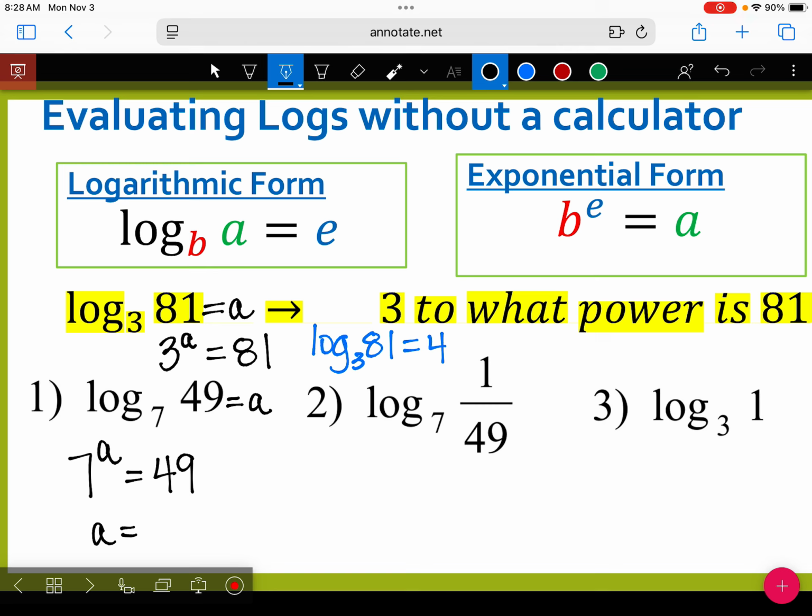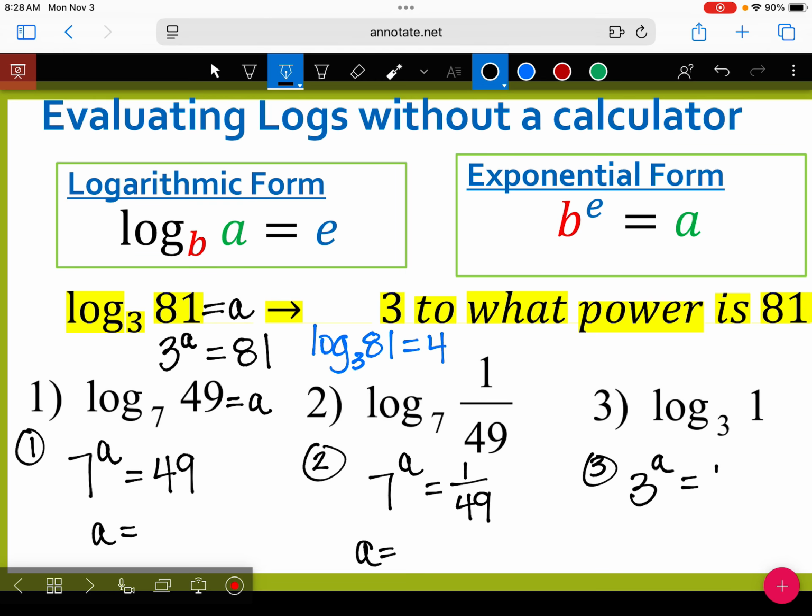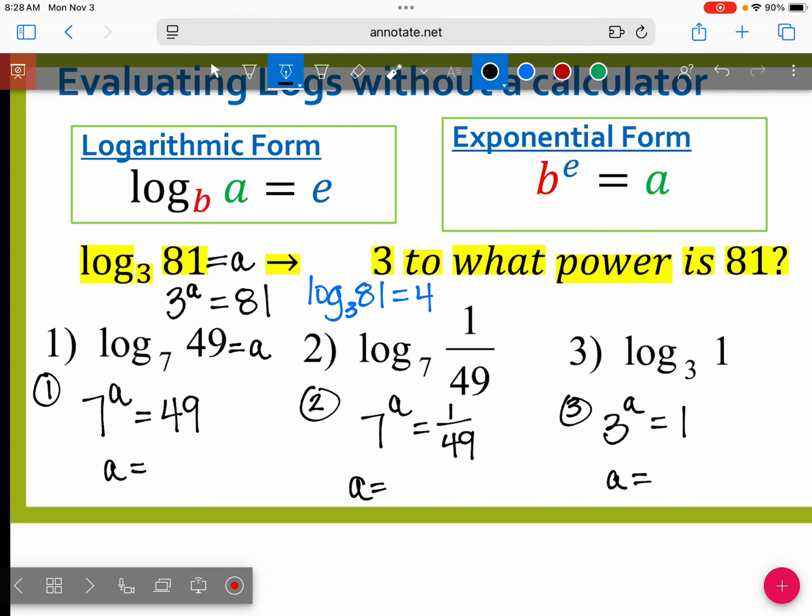As a matter of fact, I'm going to rewrite this whole row, and I want you all to take a couple minutes to answer all 3. So we have 7 to what power is 1 over 49, and then 3 to what power is 1. I'm going to let you all take a couple minutes, see if you can answer those 3 questions.